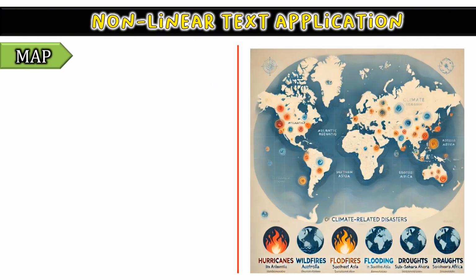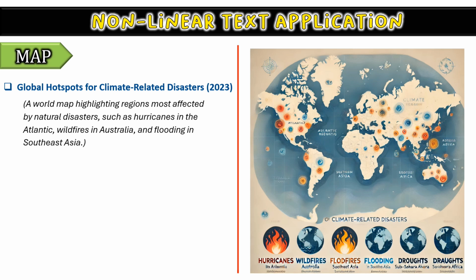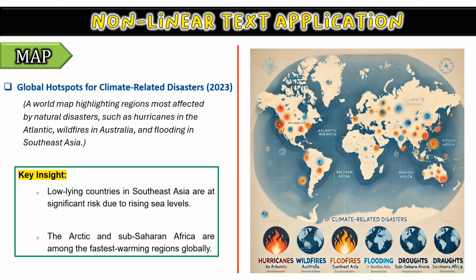And lastly, a world map highlighting regions most affected by natural disasters, such as hurricanes in the Atlantic, wildfires in Australia, and flooding in Southeast Asia. Low-lying countries in Southeast Asia are at significant risk due to rising sea levels. The Arctic and Sub-Saharan Africa are among the fastest warming regions globally.